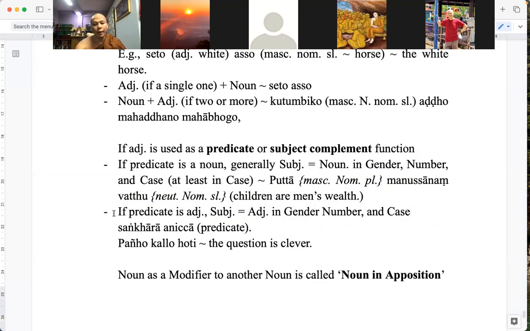But if the predicate or subject complement is an adjective, the subject and adjective must be the same in gender, number, and case. Like Sankhara Anicca, that is a predicate, but Binyo Kanlo Hodi, that is a subject complement.